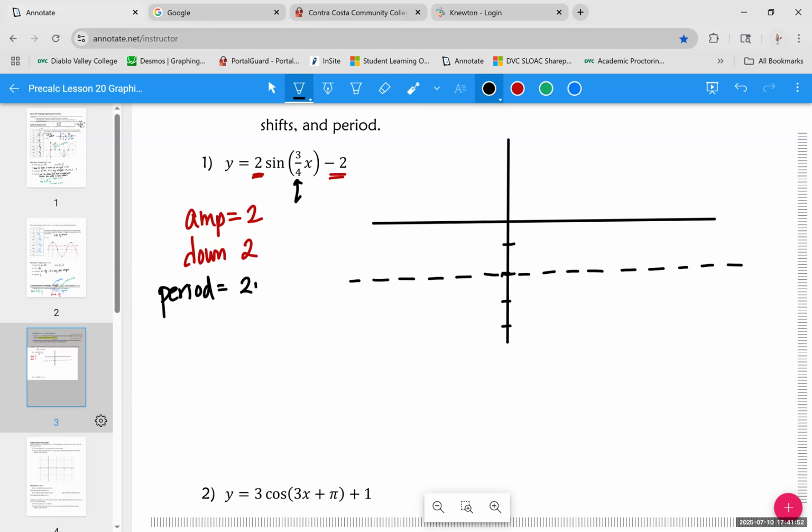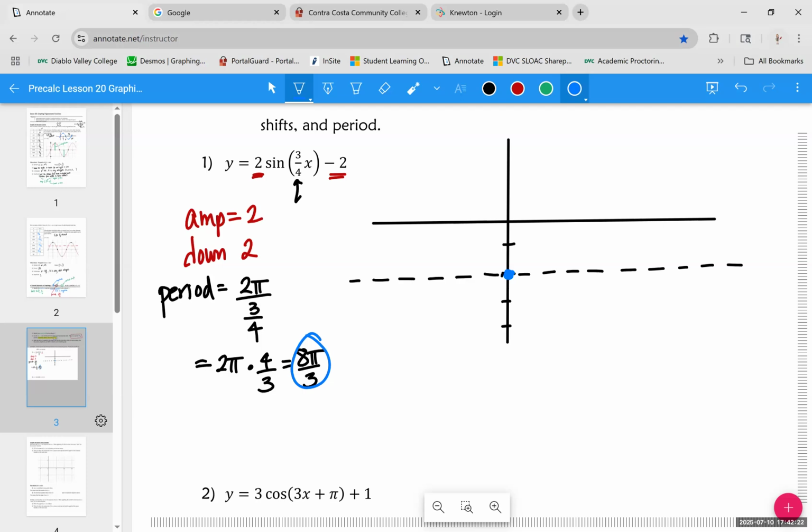So my period is 2 pi divided by B. We know how to deal with complex fractions. So that's 2 pi times 4 over 3, or 8 pi over 3. So I don't have to shift it left or right, which means I'm going to start my graph at the 0 mark. But then when I end my graph, my last point will be at 8 pi over 3 instead of 2 pi. Okay.